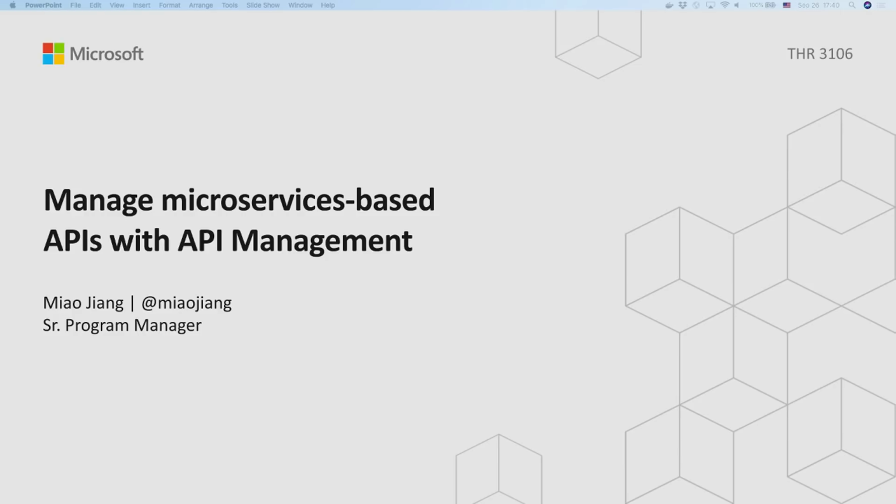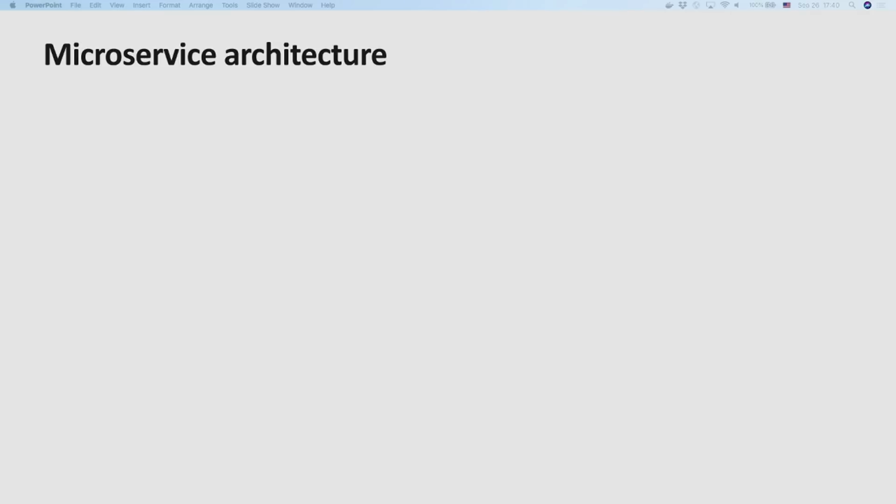So in this session today, I'm going to show you how you can manage your microservices-based APIs using API management. Before we start, just a few words about microservices. We all know that in the last few years, organizations are increasingly adopting the microservice architecture to become more agile and to keep up with the changing customer needs, right?